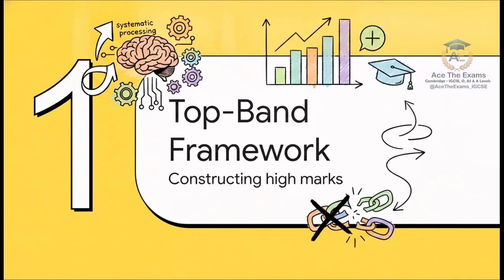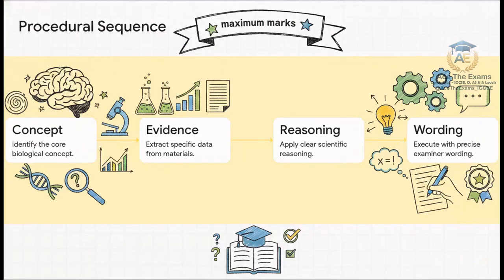Section 1, the top-band framework. To shift from passive recall into systematic processing, you need this 4-step procedural sequence. This is exactly how you guarantee maximum marks for Biology 9700. Step 1. Identify the core biological concept. Step 2. Extract the specific evidence or data right from the stimulus materials they give you. Step 3. Apply clear scientific reasoning to connect that concept to your data. And finally, Step 4. Execute your answer using precise examiner wording.